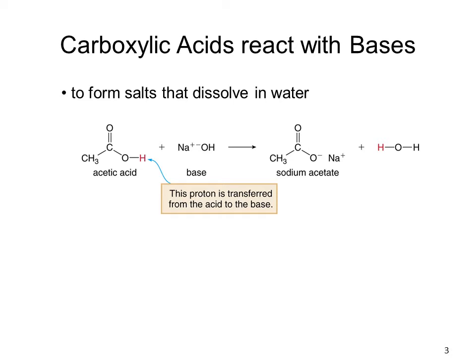Sometimes in organic chemistry, to emphasize the organic portion of it, we'll write the acetate part first and then follow with the sodium. Notice the other product of this reaction is water, and it's formed by the proton from the acetic acid and the hydroxide from the base.